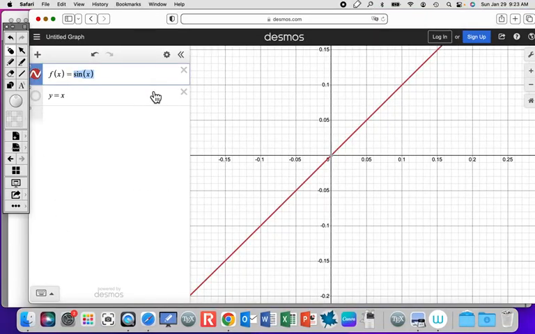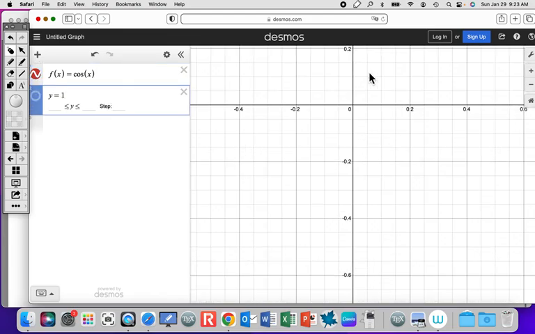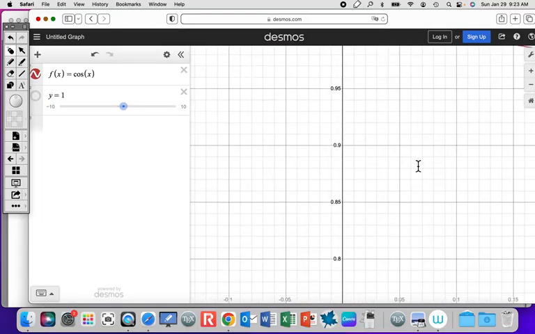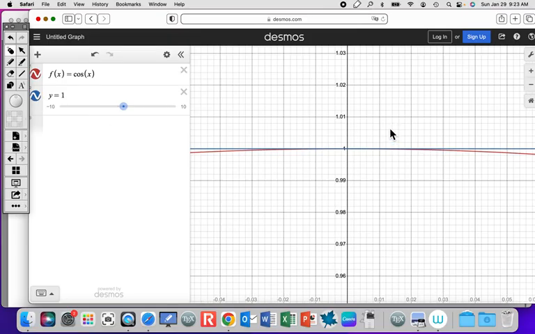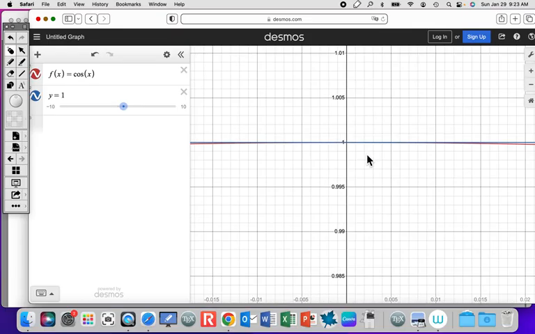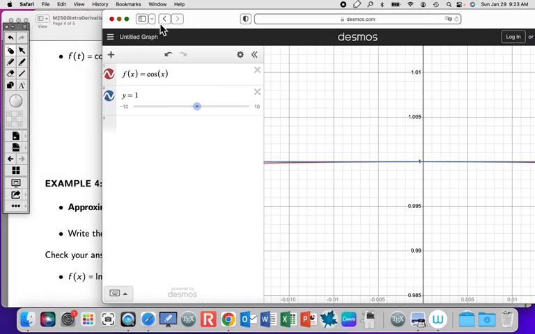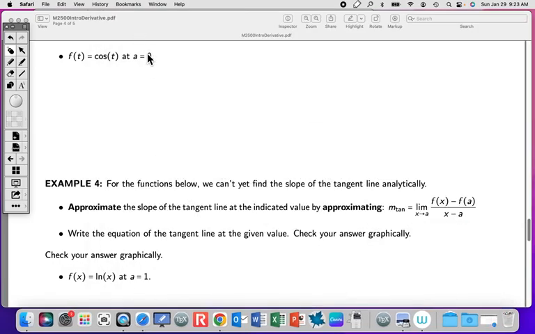So we'll change from sine to cosine, and the line from y equals x to y equals 1. So there's the cosine up there. We'll zoom in. There's the horizontal line, y equals 1. And even from this far away, you can see that as the t's get closer and closer to 0, this curve flattens out, and it's hard to tell the difference between the curve and the tangent line. So that'll do it for example 3.